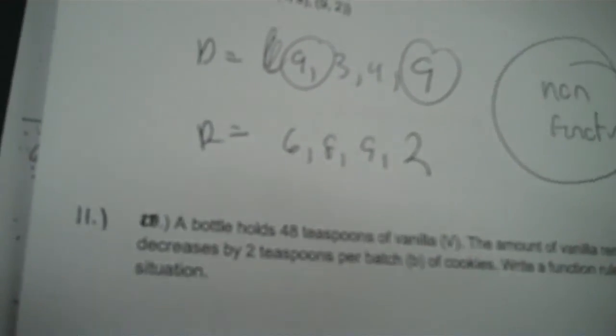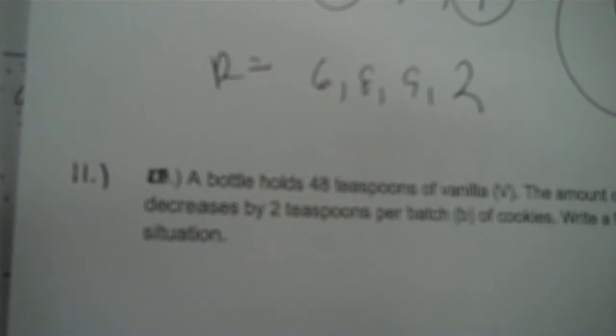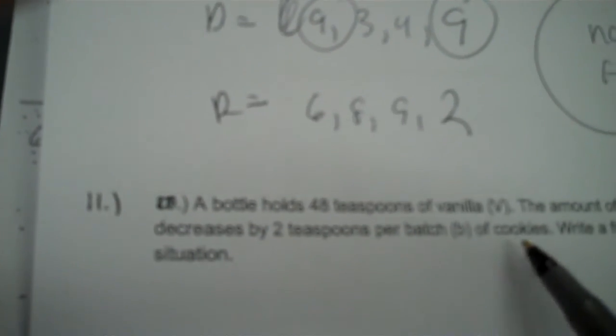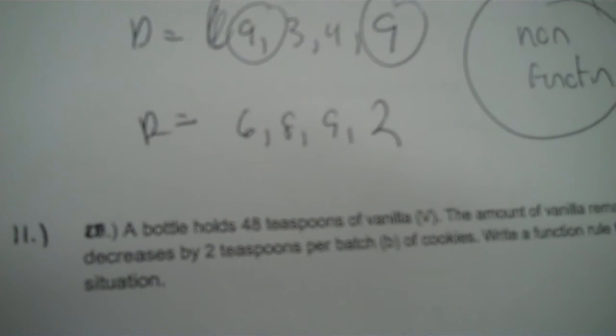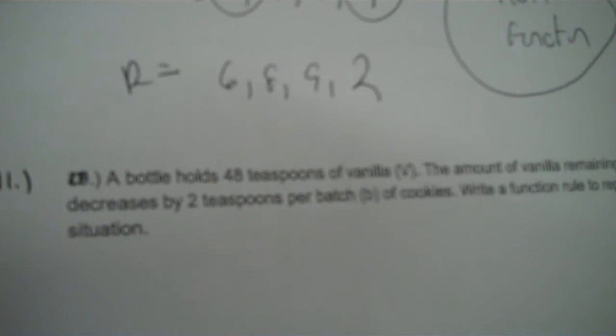Okay, a bottle holds 48 teaspoons of vanilla. The amount of vanilla remaining in the bottle decreases by 2 teaspoons per batch of cookies. Write a function rule to represent the situation. It's the same thing you did on the first problem, you just don't see the table. That can make it easier, actually.